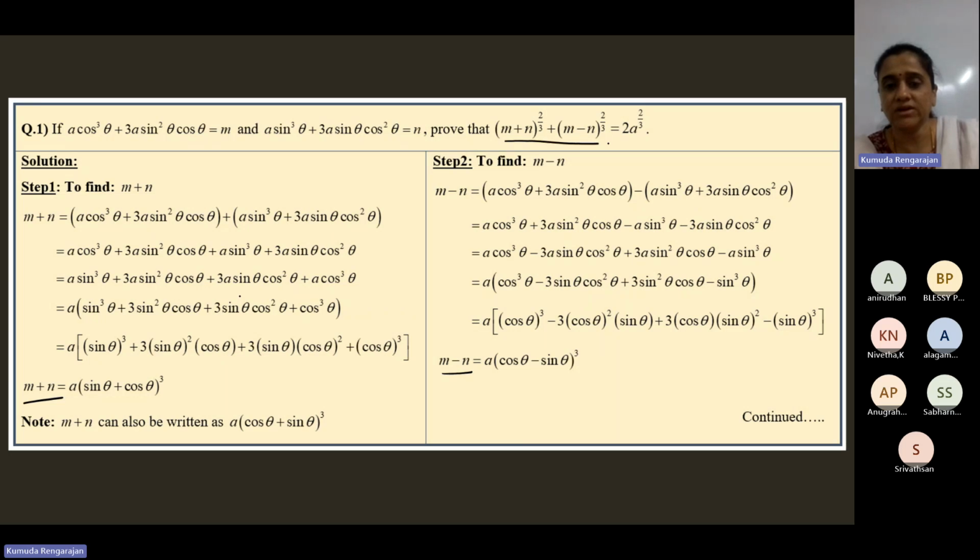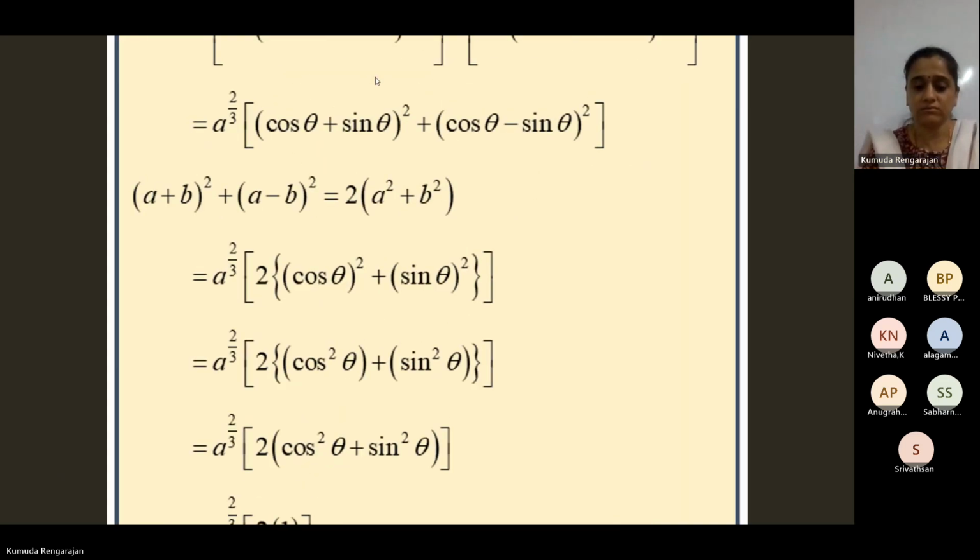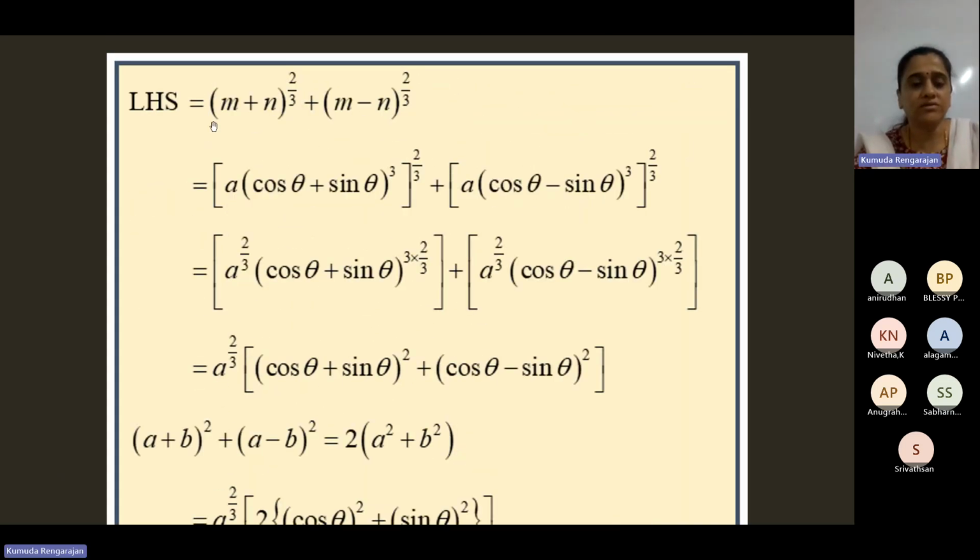Now, let's take the left-hand side. So m plus n, we just found the value. The expression for m plus n is this one. And m plus n should be raised to the power 2 by 3. So this is m plus n, the whole power 2 by 3, plus this is m minus n, the whole power 2 by 3, so in square brackets, and then raise it to the power 2 by 3.